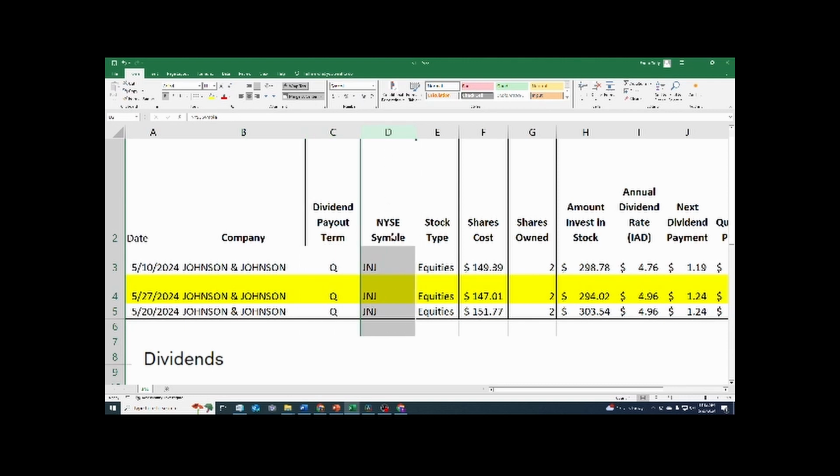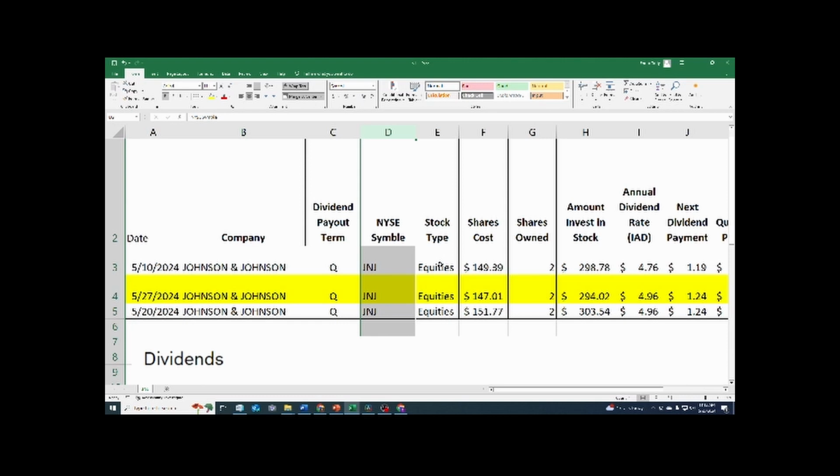And in column D here is the NYSE ticker symbol, which is JNJ. So when you go online and want to look up this stock, you put in the ticker symbol JNJ. I'm going over some of this quickly because it's kind of self-explanatory. There's really nothing long about it. Stock type is equity, which means you own equity in the company, a very small share of the company, depending on how many stocks you have.